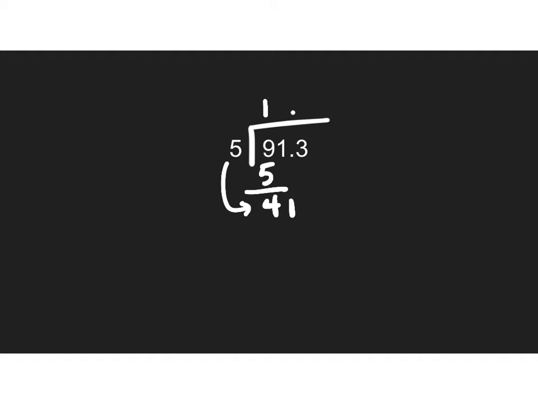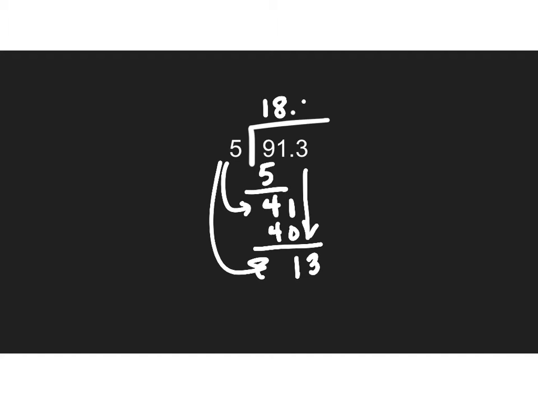5 goes into 41 8 times. 8 times 5 is 40. I'm going to subtract and bring down. 5 goes into 13. I know it doesn't go 3 times. I'm going to go with 2. 2 times 5 is 10. And then I'll bring down 1 0 because I know this is going to work out nicely. 5 goes into 30 6 times. 91 and 3/10 divided by 5 is a little bit more than 18. 18 and 26 hundredths.